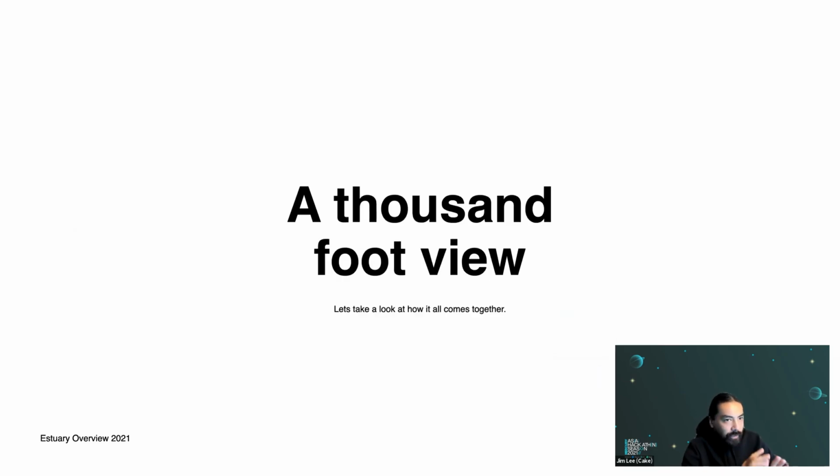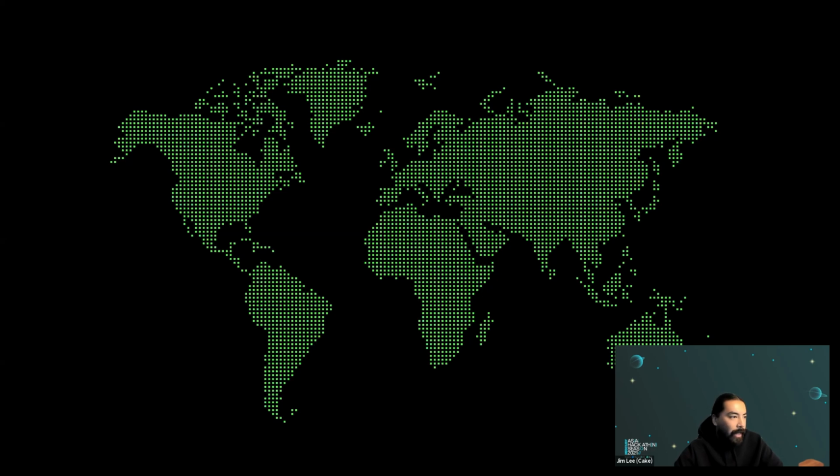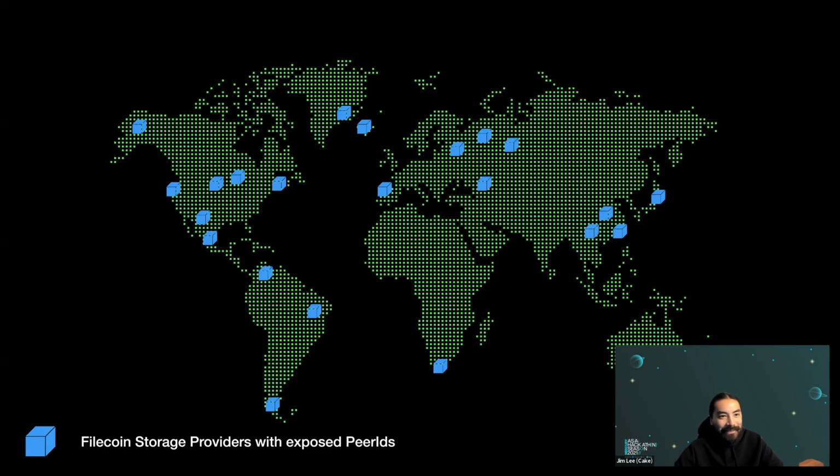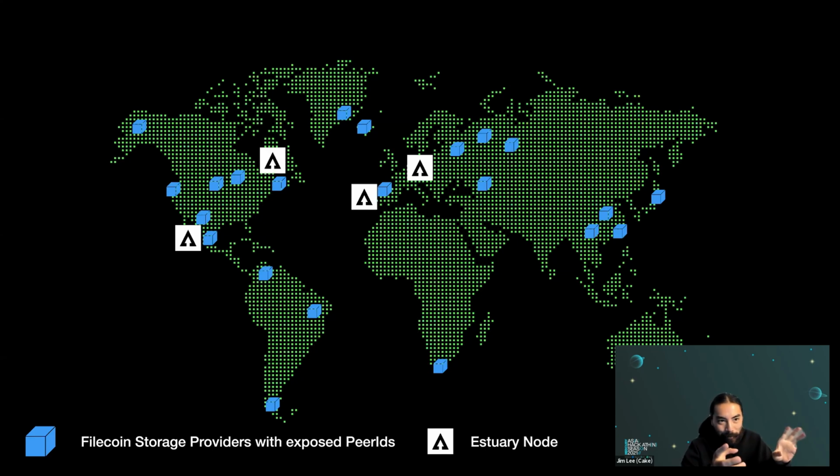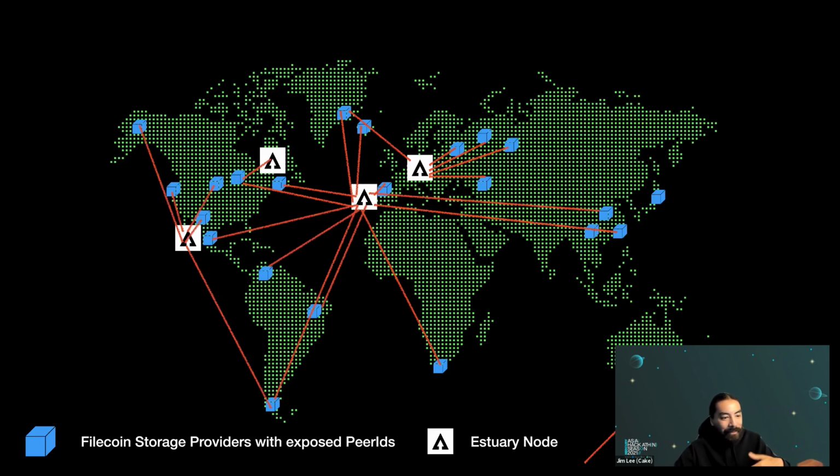Let's do a 1,000-foot view before I get into showing you the product and all the code. Let's say we have this world right here, and this is really hastily done, so I'm sorry. These are Filecoin storage providers that expose peer IDs. It's like a Filecoin storage network, right? And you have these new Estuary nodes. They are IPFS nodes, so they know of each other, and people are uploading data to them. After that, they're making storage deals against all of these providers. You can see that this is the beginning of a global network of all the data that you could possibly upload. You can imagine this is how things look for NFTs.